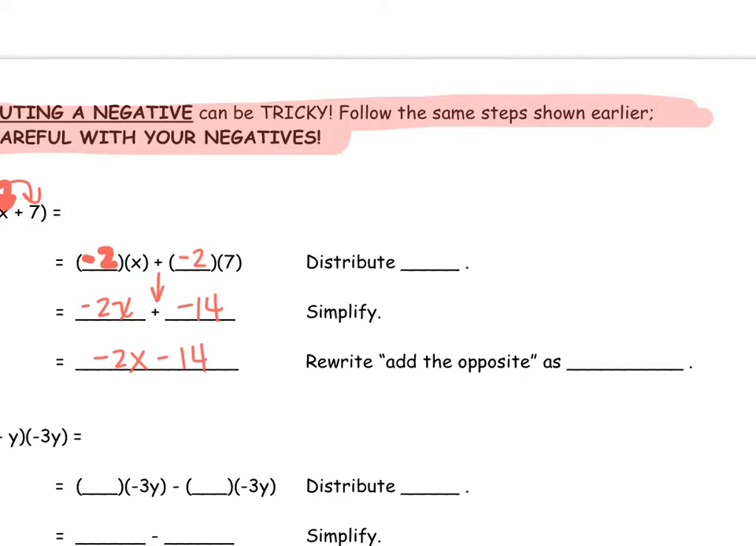Here where it says rewrite the opposite as, you're going to rewrite the opposite as plain old subtraction. So instead of writing negative 2x plus a negative 14, we can just simply write it as negative 14.